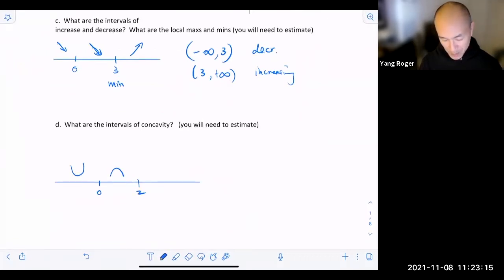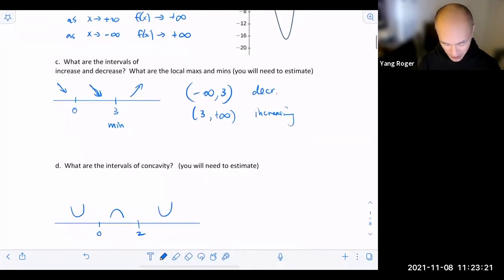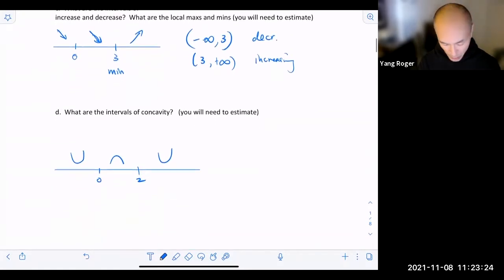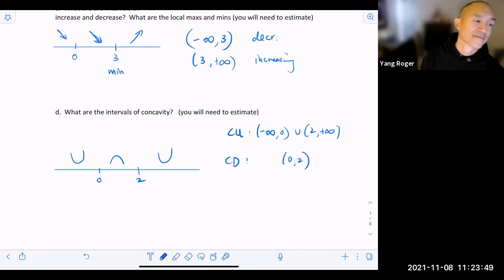I'm not going to ask you to do the warm-up. I'm going to ask you to do the reverse. So I think once you hit 2, it becomes concave up like this. The way that we write this in interval notation is we say it's concave up from negative infinity to 0, union 2 to positive infinity. That captures both of these intervals here. And when is it concave down? Concave down from 0 to 2. Does that make sense? Are there any questions?